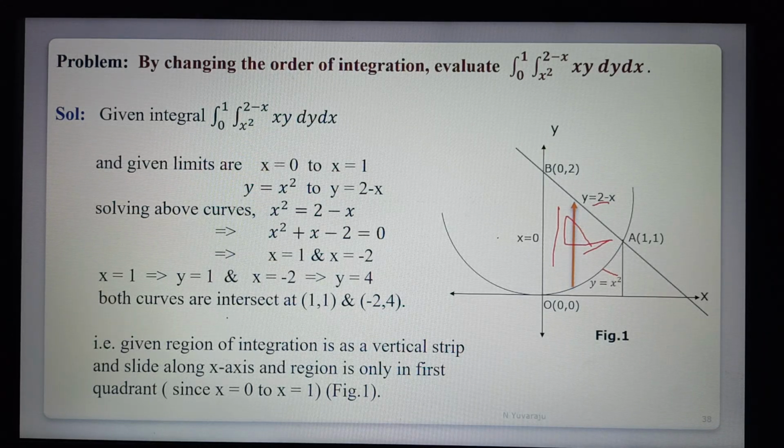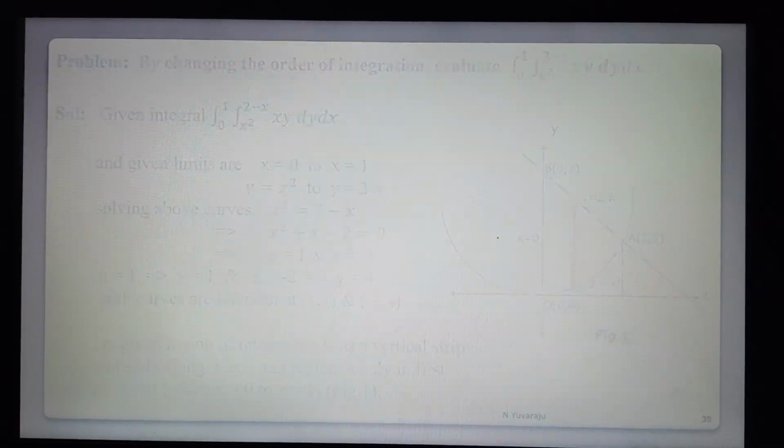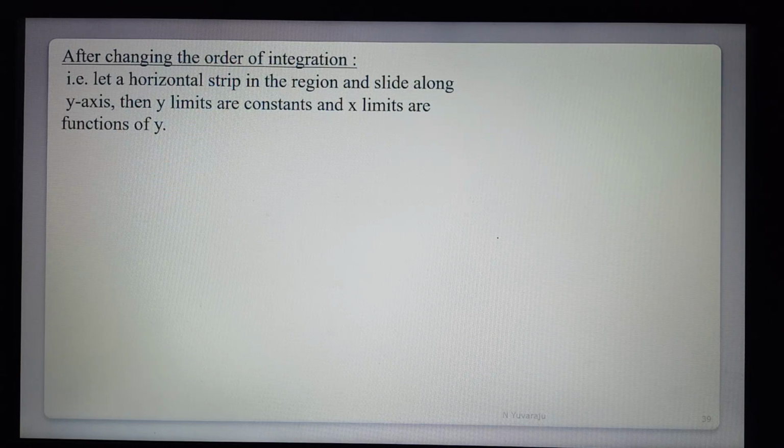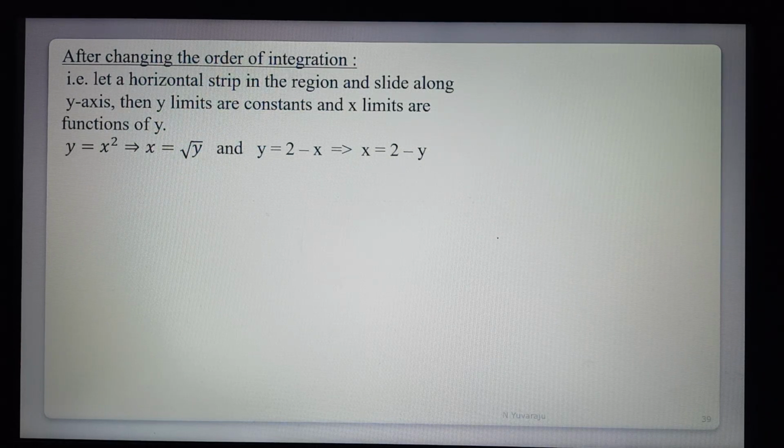Now, after changing the order of integration, let a horizontal strip be in the given region and slide along the y-axis. Then the y limits are constants and the x limits are functions of y. So, with the horizontal strip in the region, after changing the order, the function of y is converted to x. The given curve y is equal to x square gives x is equal to root y, and y is equal to 2 minus x implies x is equal to 2 minus y.